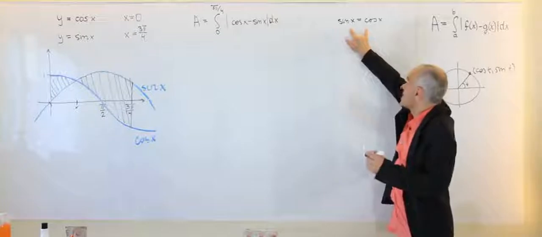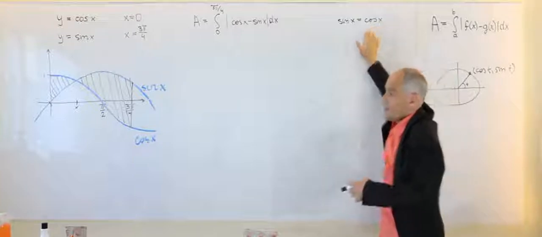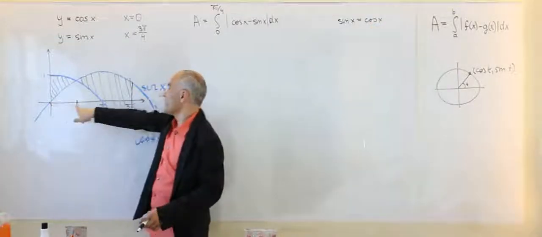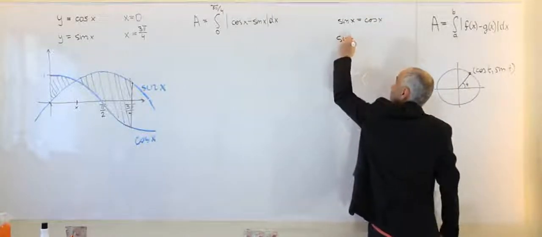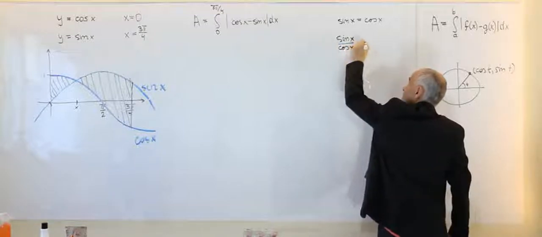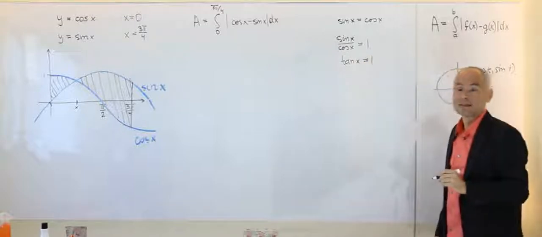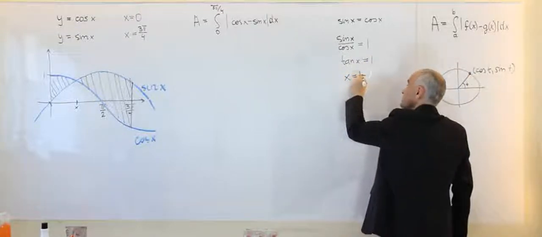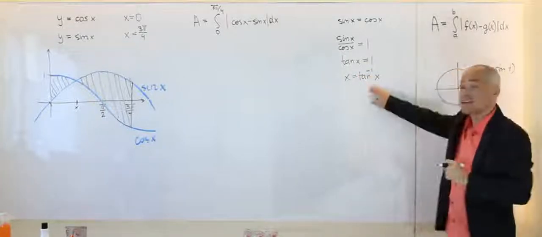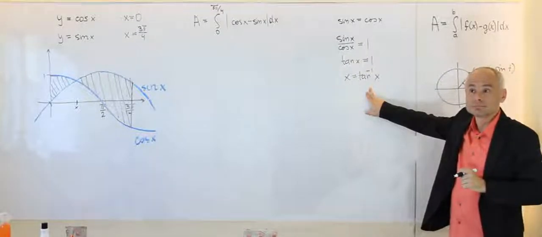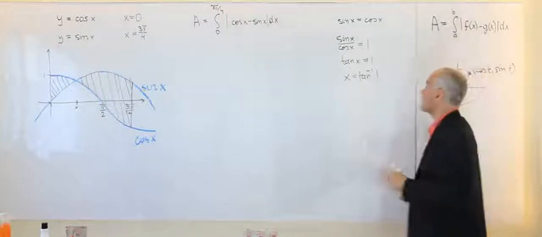Alternatively, what you could do is say this. Well, cosine is positive between 0 and pi divided by 2, so I can divide both sides by cosine. And then I get sine of x over cosine of x is equal to 1, or tangent of x is equal to 1. So x is equal to tangent inverse of 1. What's inverse tangent of 1? Pi divided by 4.